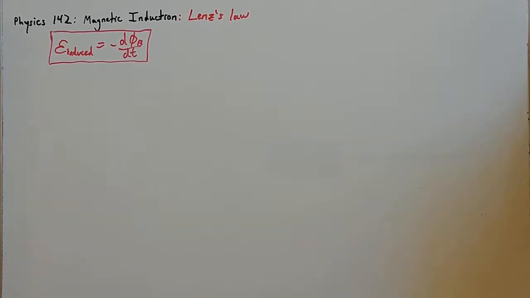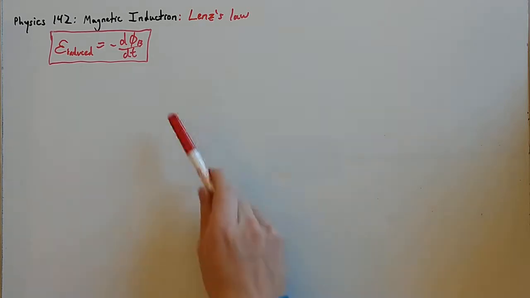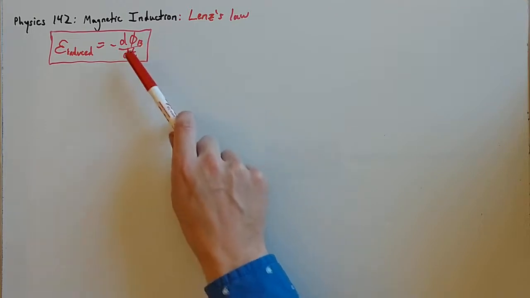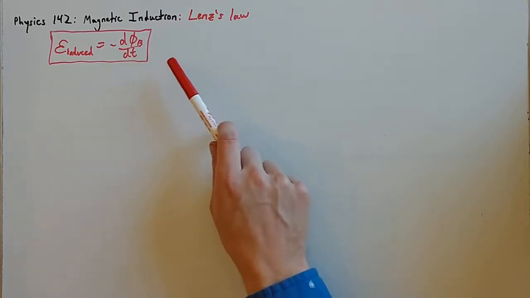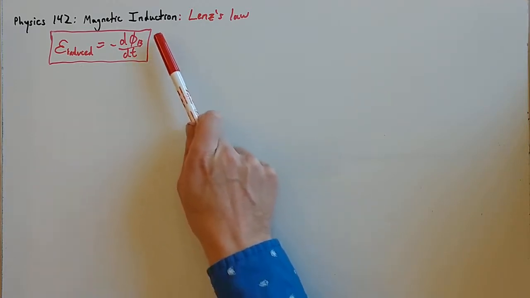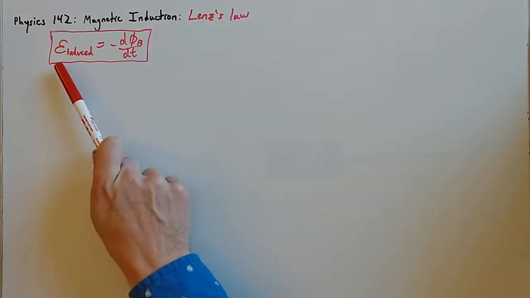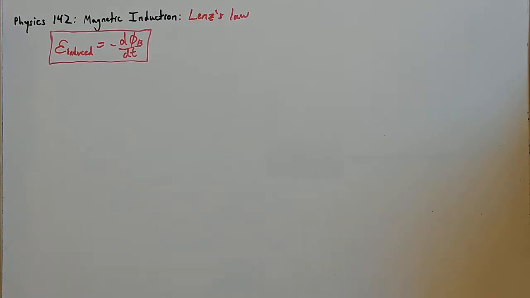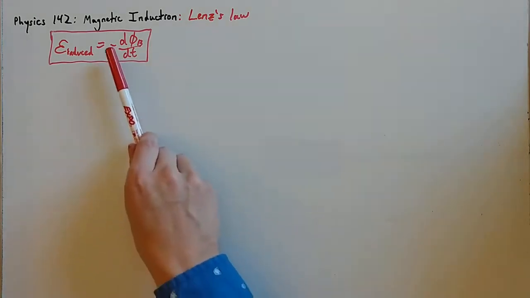In the last video, we realized that you can induce a current and a potential difference by changing the magnetic flux that's going through a loop. So this is Faraday's law. It says that when we change the magnetic flux, by changing the magnetic field or the area or the angle between the magnetic field and the area, we can induce an EMF, or a potential difference, and therefore induce a current. But in the last video, we put a little minus sign in this law.